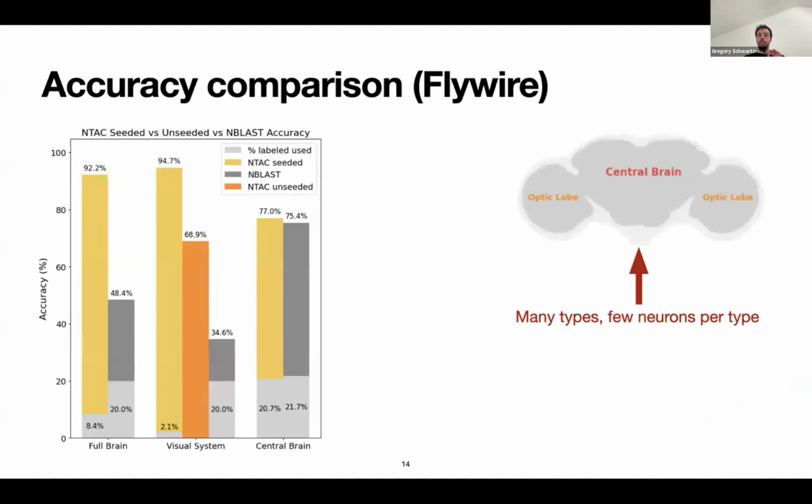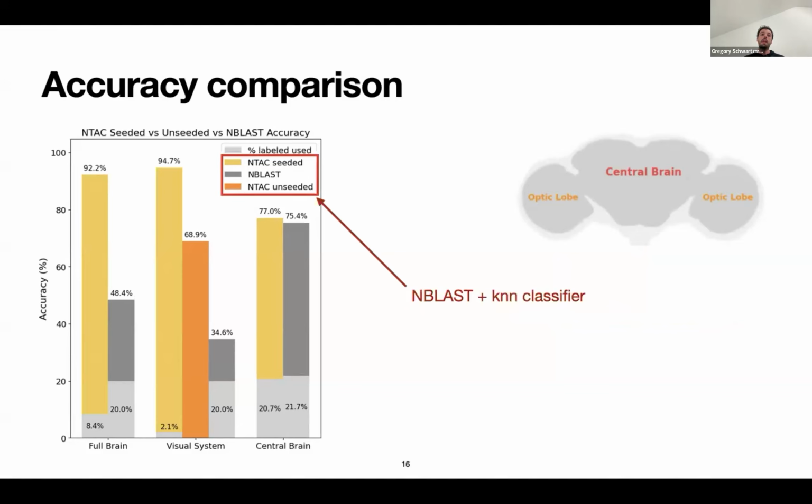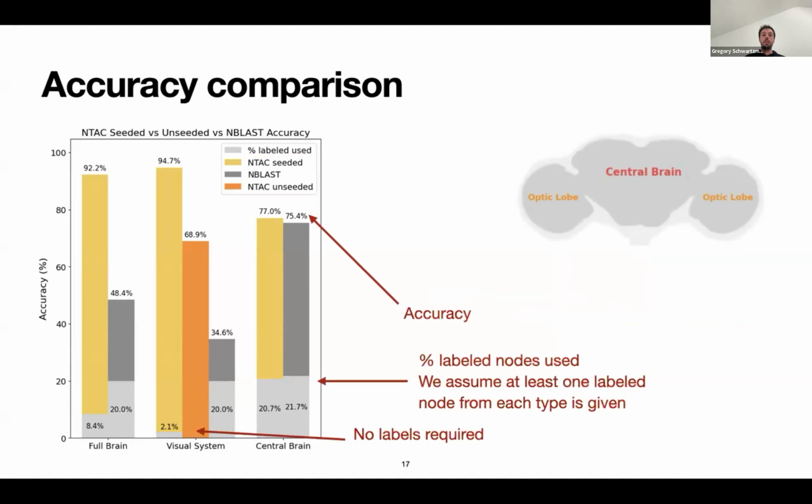Let me give you some of the results. So I'm going to focus on two regions in the fly brain. This is for the FlyWire dataset. There is the central brain, which has many types and few neurons per type. And there are the optic lobes, which have fewer types, but many neurons per type. I'm going to compare the seeded version of NTAC, the unseeded version of NTAC, and NBLAST. To make NBLAST a classification algorithm, you can combine it with a KNN classifier.